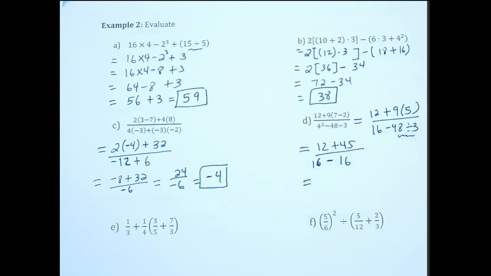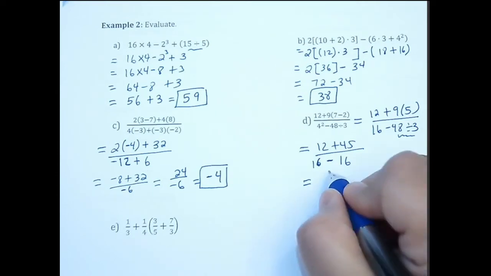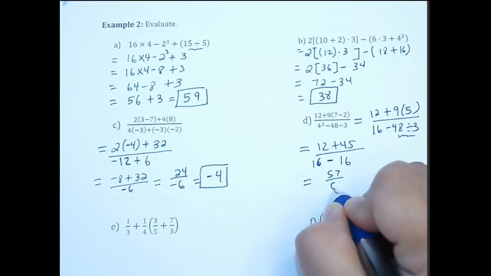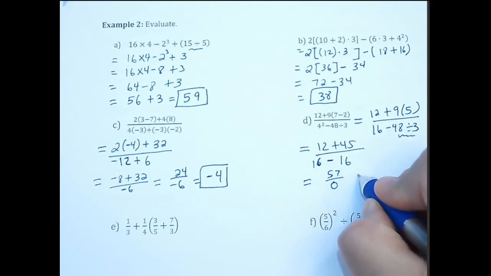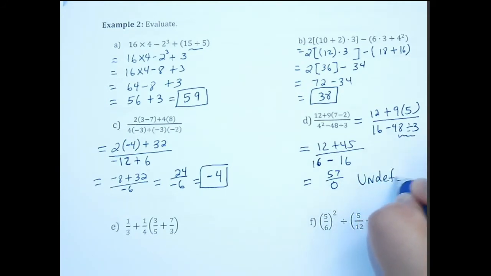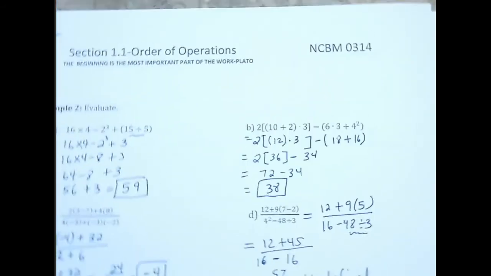And 12 plus 45 is 57, divided by 0. Okay, so here we cannot divide by 0. So we say that our answer is undefined. The next one.